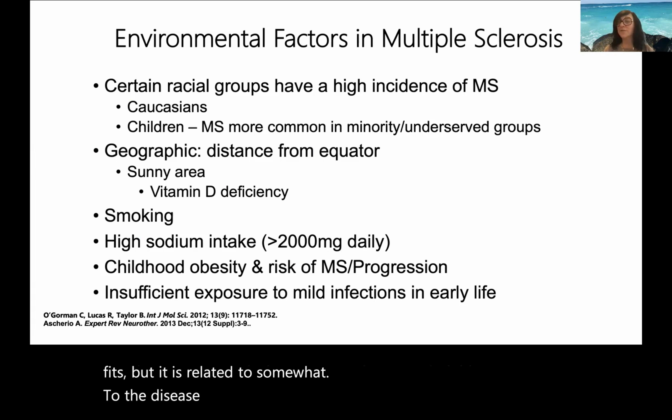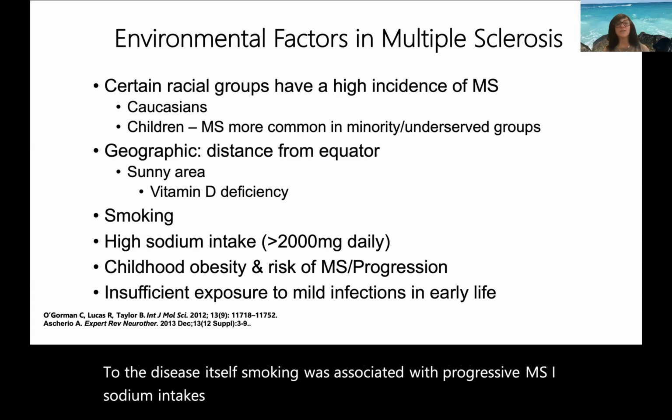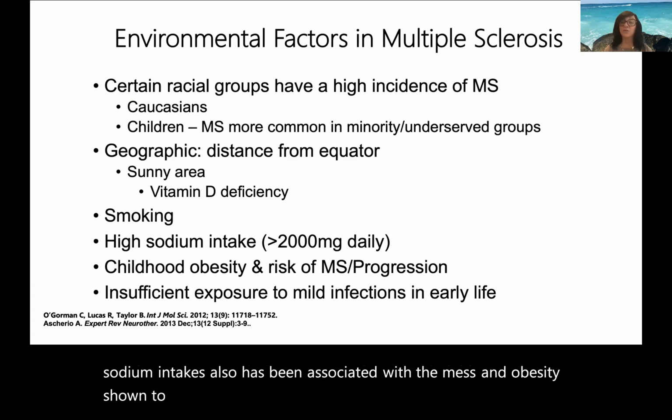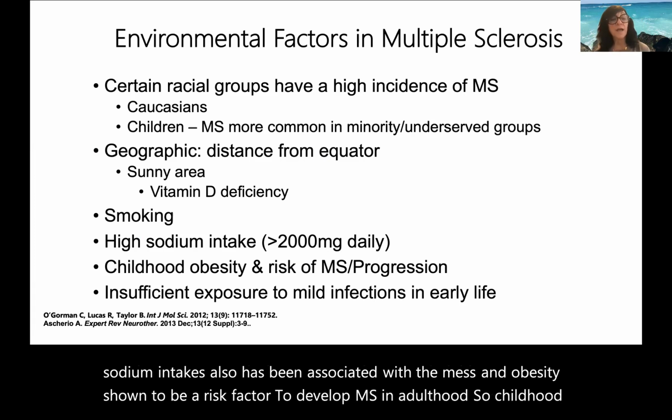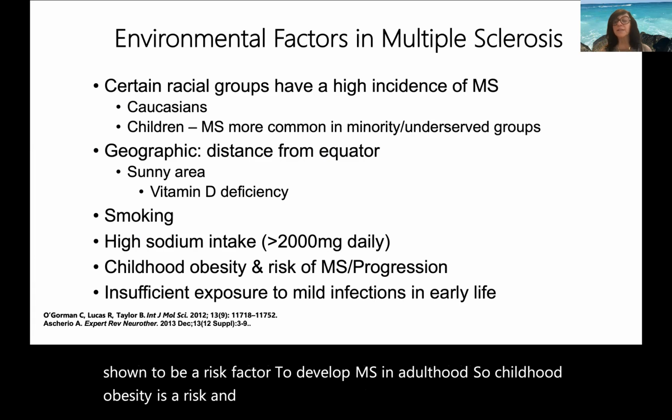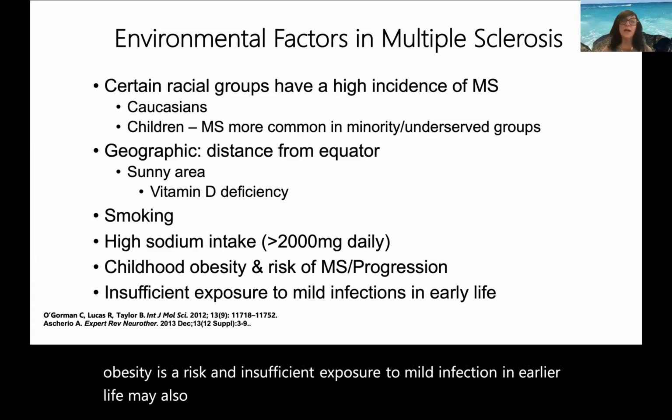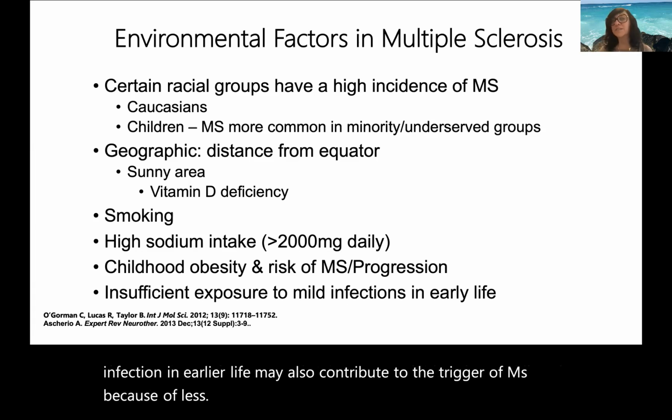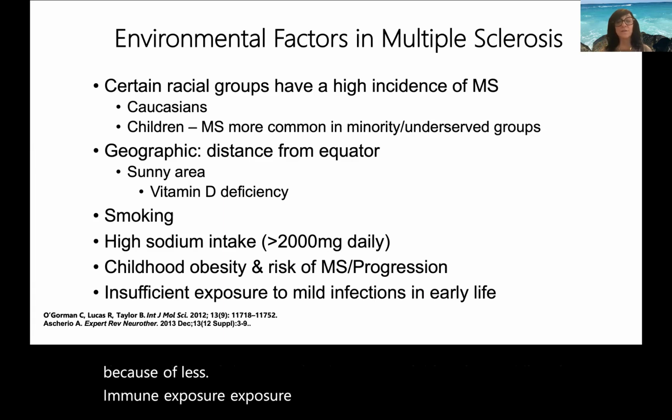Smoking was associated with progressive MS. High sodium intake has also been associated with MS, and obesity has been shown to be a risk factor for developing MS in adulthood. So childhood obesity is a risk. And insufficient exposure to mild infection in early life may also contribute to triggering MS because of less immune exposure to other infections, and perhaps less immune maturity.